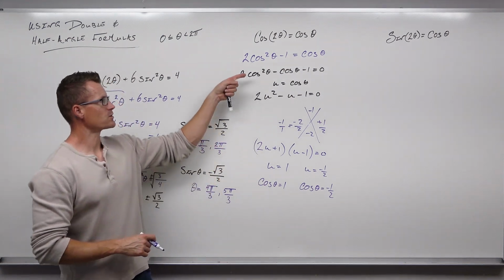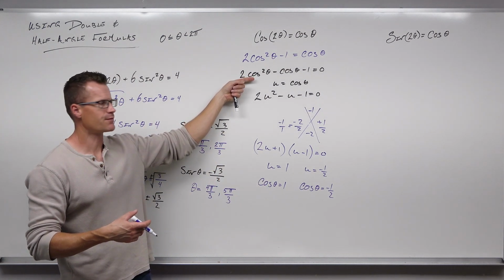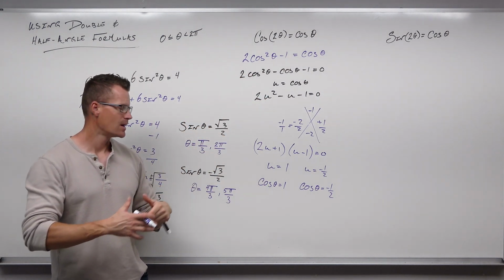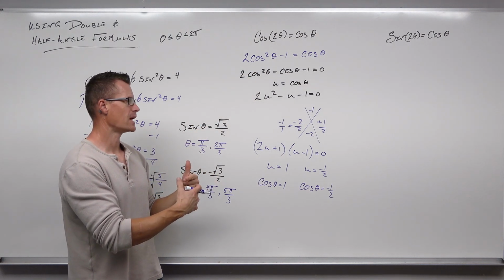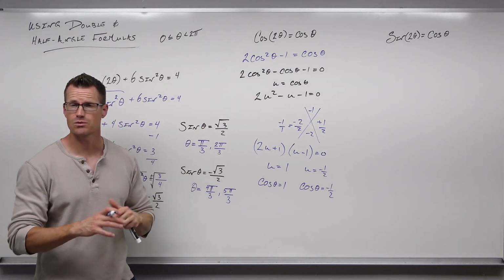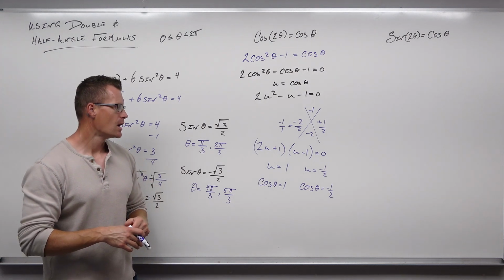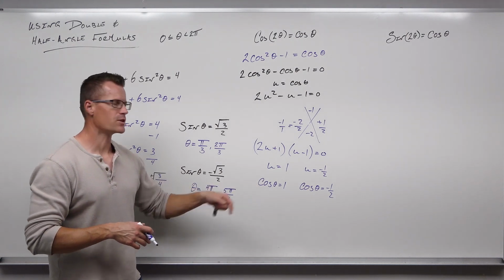Could you have just factored from here? Yeah, that's fine. If the substitution is not necessary for you, you could easily factor this as 2 cosine theta plus 1 and cosine theta minus 1. That's fine too. It doesn't really matter. I'm just giving you another option. What isn't optional is solving this the rest of the way.